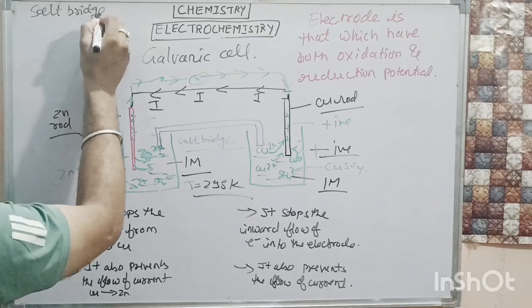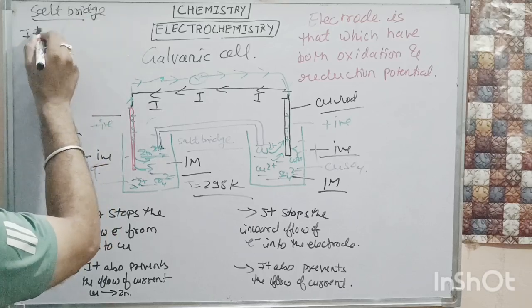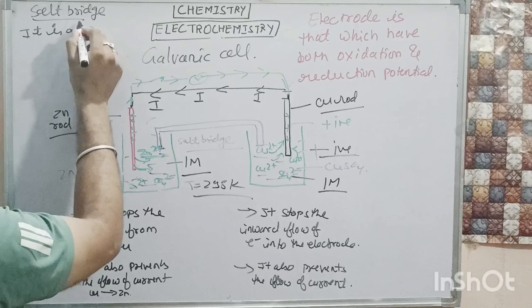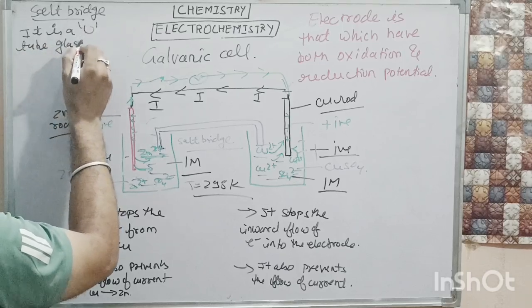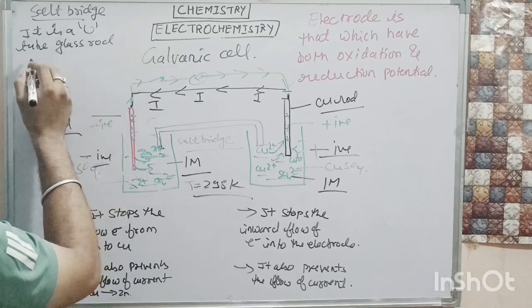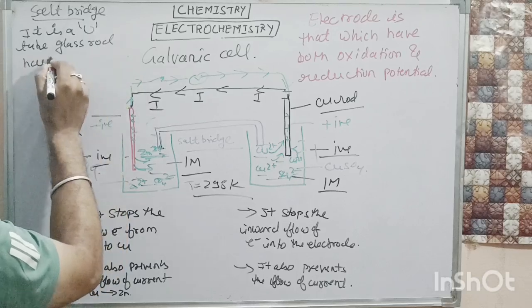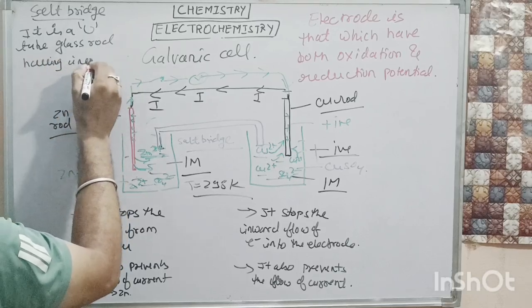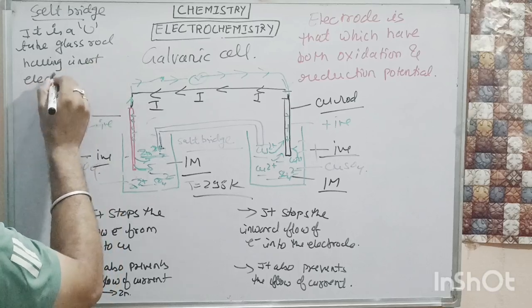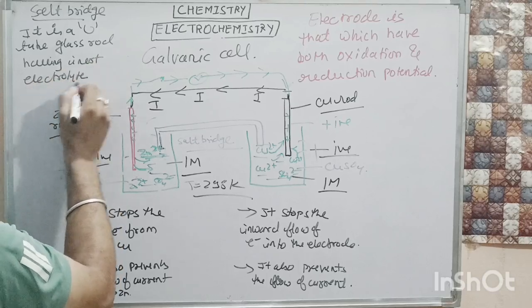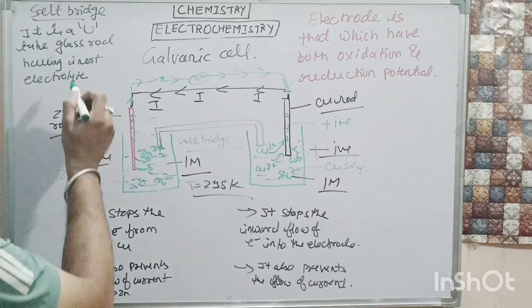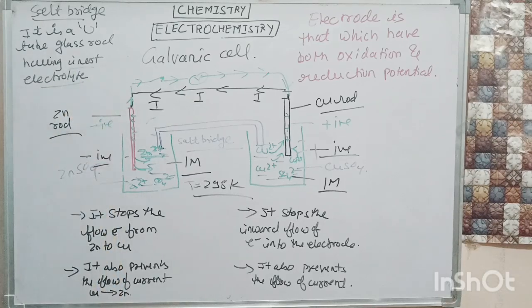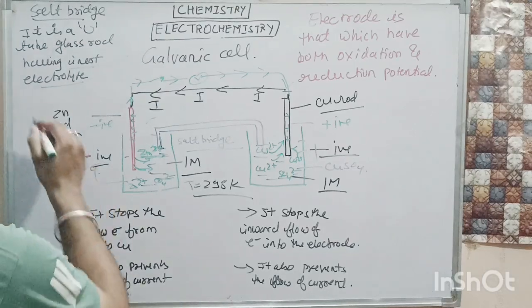A salt bridge is a U tube glass rod having an inert electrolyte within it. Sir, you have used the word inert electrolyte. What is an inert electrolyte? Inert electrolytes are those electrolytes which do not participate in the reaction.